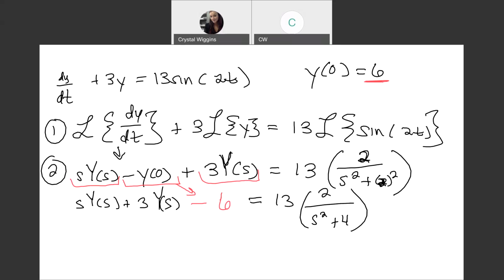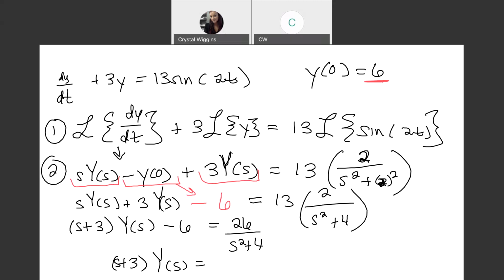So let's group the y of s terms. That gives us s plus 3 as the coefficient of y of s, minus 6 is equal to 13 times 2, which is 26. Next, let's move the 6 to the other side of the equal sign, because remember, we're solving for the y of s function. So we have s plus 3 times the y of s function is equal to 6 plus 26 over s squared plus 4.